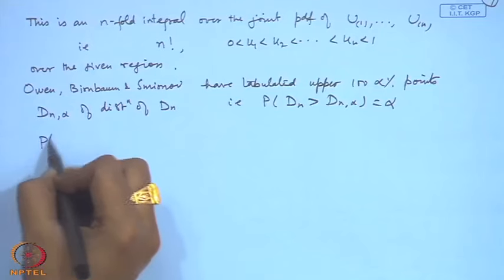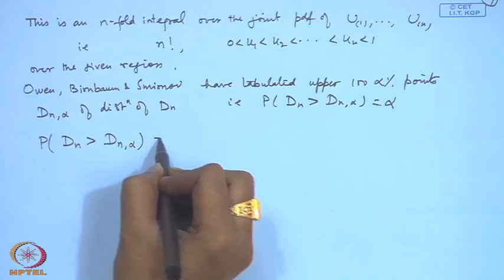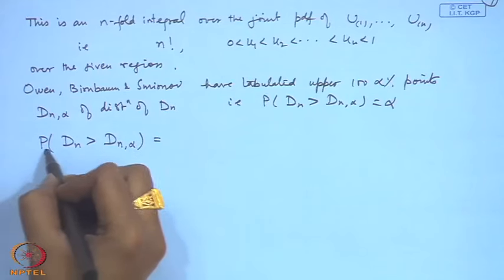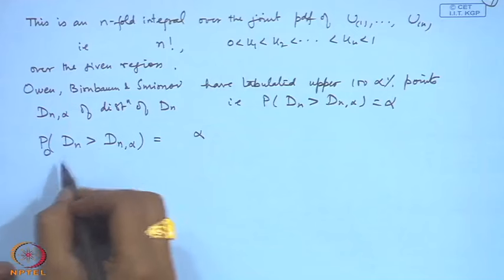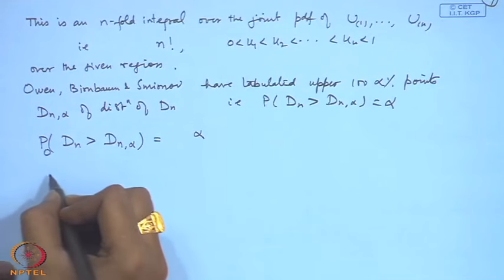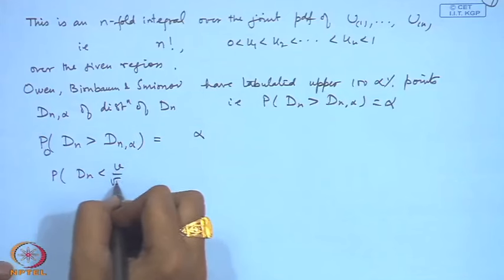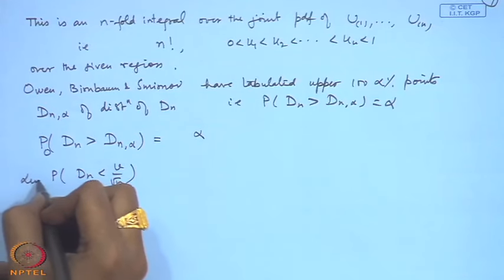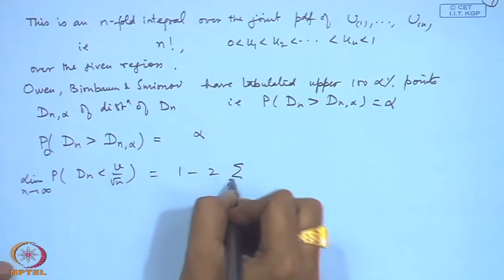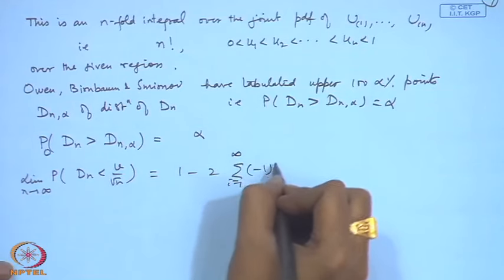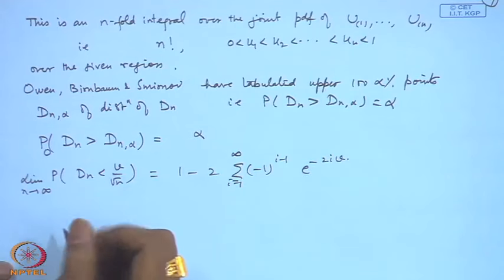We can actually consider the probability of D_n greater than D_n,alpha, that is equal to alpha under H_0. So, he also considered some asymptotic distribution, that is the probability of D_n less than v by root n, if we consider the limit as n tends to infinity, it was shown that it is equal to 1 minus twice the sum from i equal to 1 to infinity of (minus 1) to the power (i minus 1) e to the power minus 2 i squared v squared.